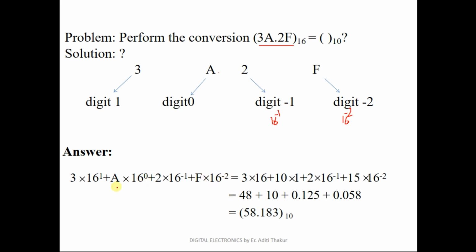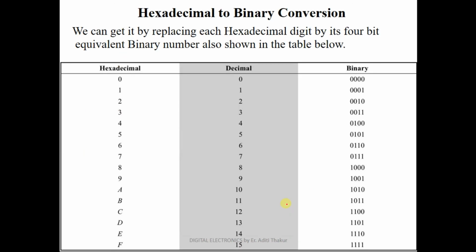But we can't multiply A or F with any digit, so we have to convert to its decimal equivalent. A corresponds to 10 and F corresponds to 15. So in this way we will perform this arithmetic calculation and we get the answer 58.183. So this is the decimal equivalent of the hexadecimal number 3A.2F.